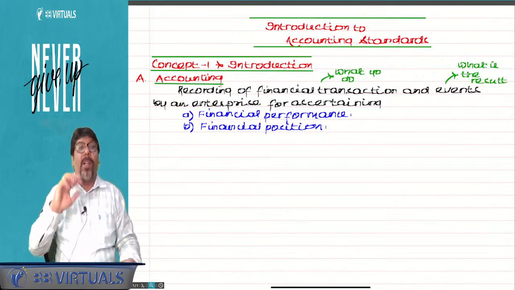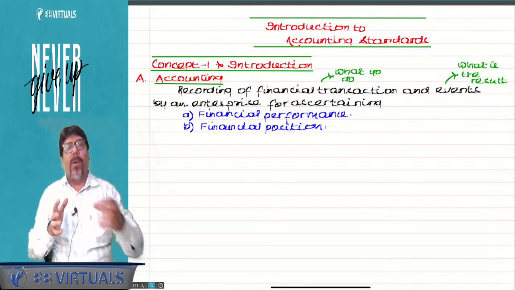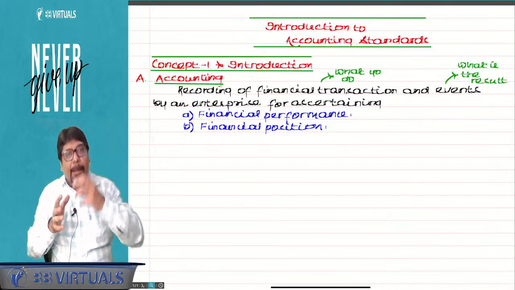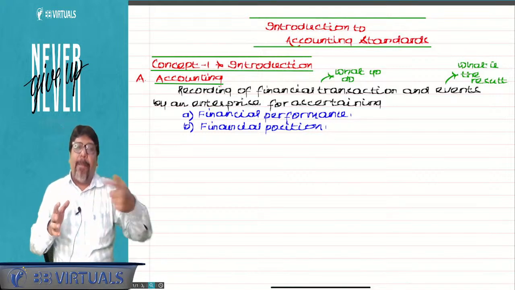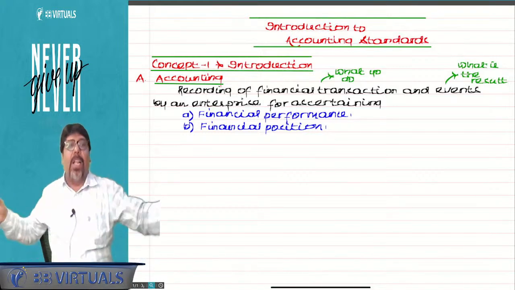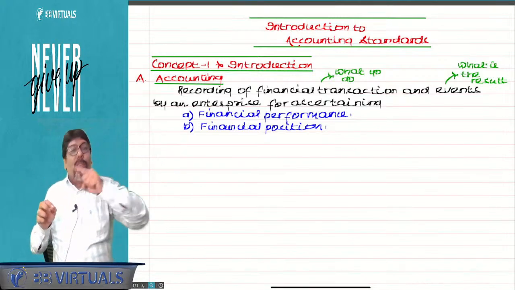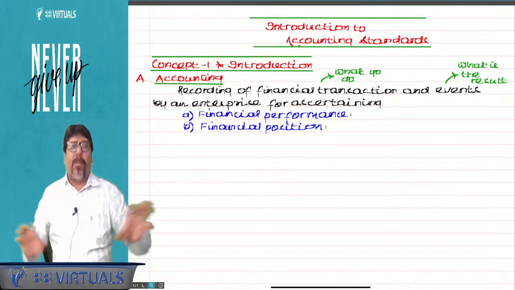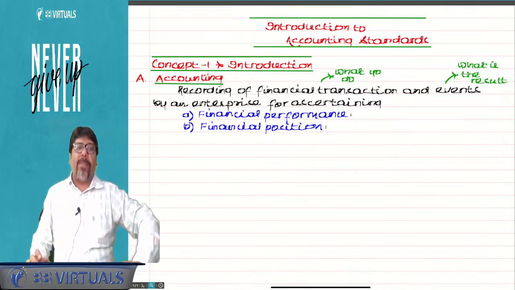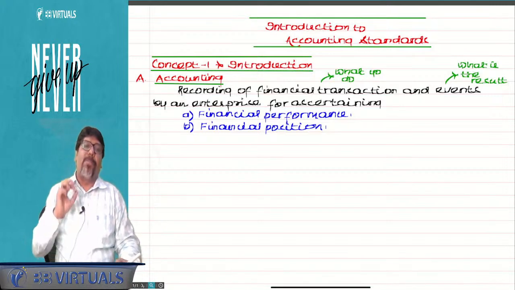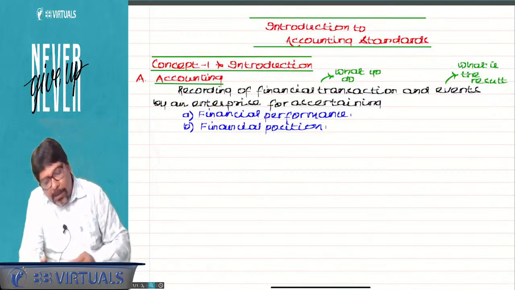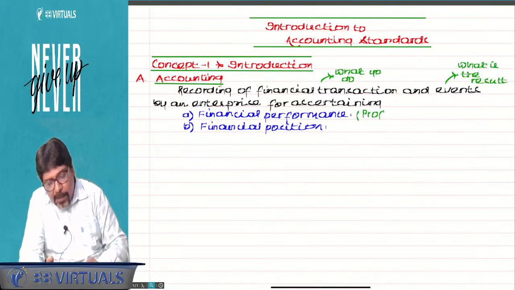Now, chartered, what is financial position? First, what is financial performance? I kept on doing business throughout the year. We kept on giving profit. So, throughout the year, what amount of profit I made? That is known as my profit or financial performance. So, what is financial performance? Financial performance is profit. What is financial position? Financial position is nothing but status.